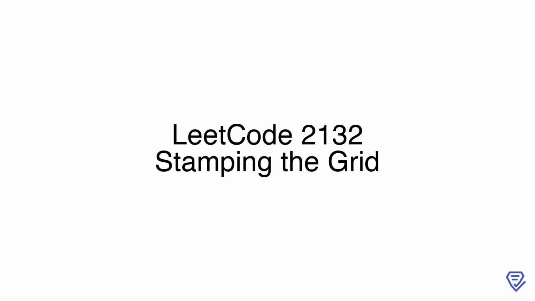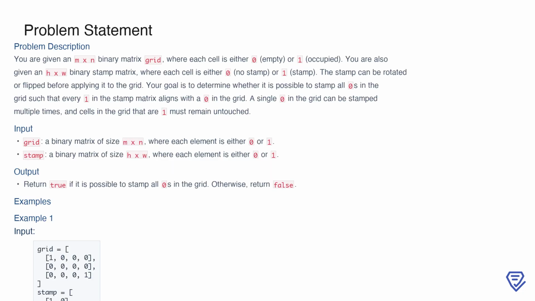Welcome to this walkthrough of problem number 2132, Stamping the Grid. In this video, we'll break down the problem, explore different approaches, and guide you through an effective solution. Let's dive in. In this problem, you are working with two binary matrices, a grid and a stamp.